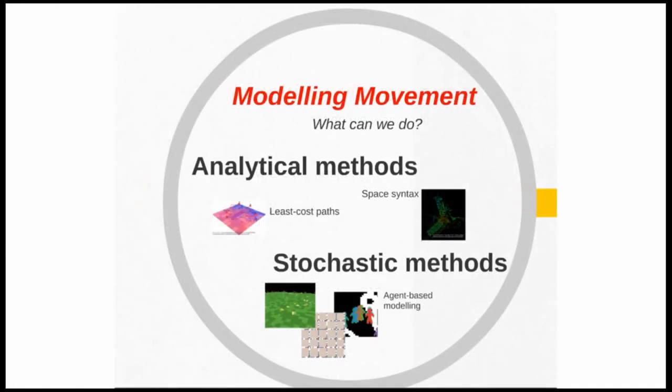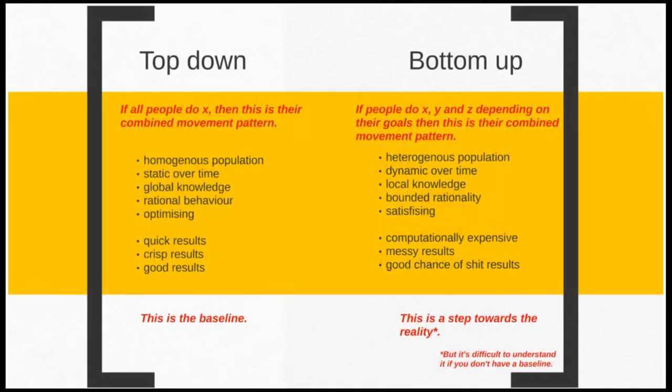So when we model movement, we can go two paths. We can go for analytical methods, such as least cost paths or space syntax methods, which basically take the whole picture and calculate kind of the baseline. Or we can look at stochastic methods, such as agent-based modeling, which tries to reconstruct that movement from the bottom up. So this is a key division. So let's look a little bit closer at the differences.